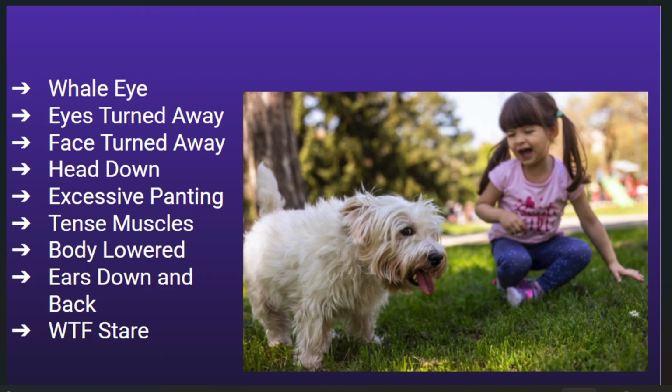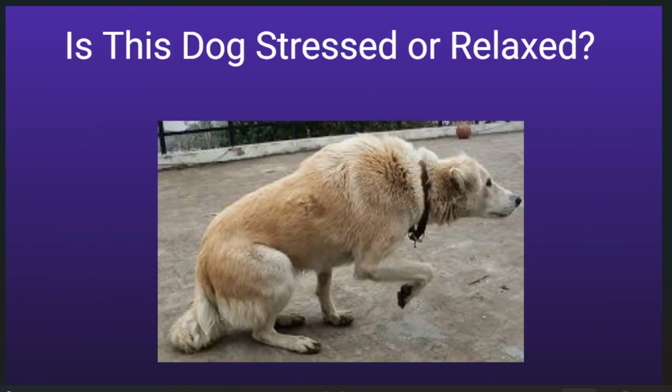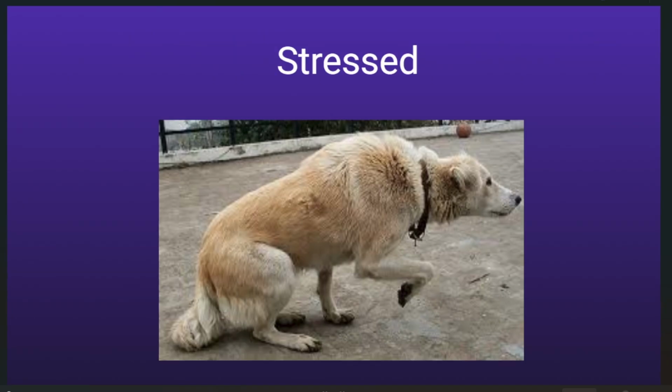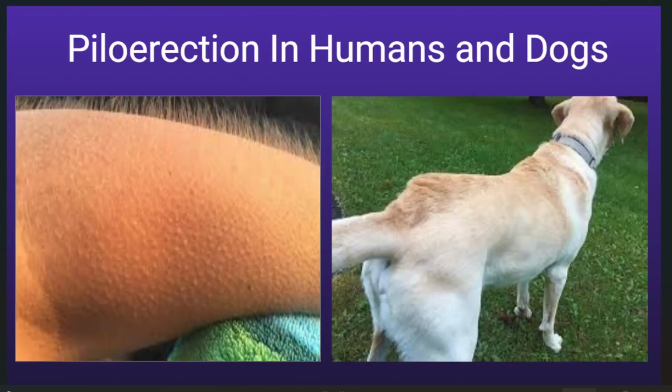Excessive panting. We can't tell if there's drooling. It's just a photo. Tense muscles. Body lowered, ears back and down. And again, like I said, the what the fuck stare. It's almost like they're pleading, please get this child away from me. And she's just having a gay old time. Like she's enjoying herself, but the dog clearly is not. This should be obvious. So, that dog had excessive piloerection.